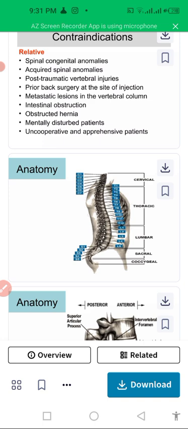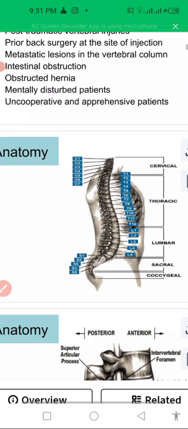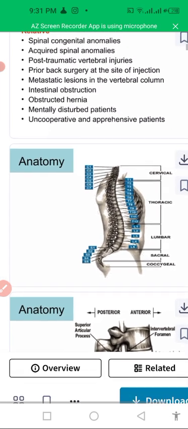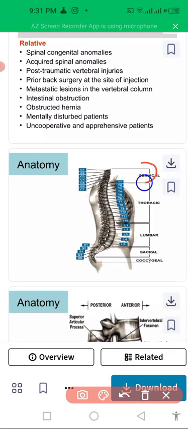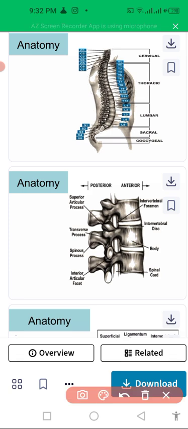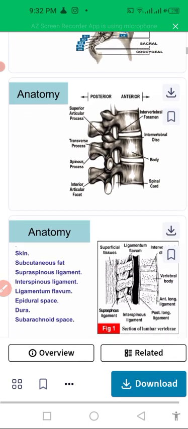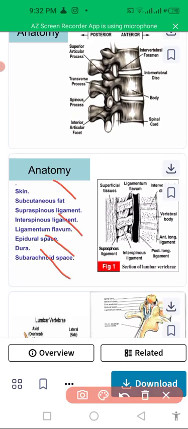After that, we will look at the anatomy of the spinal cord. As you can see, the spinal cord has different segments: cervical, thoracic, lumbar, sacral, and coccygeal. The anatomy of the vertebrae includes the superior articular process, transverse process, spinous process, and interarticular facet. These are the processes, and from there you insert the needle for the spinal tap.